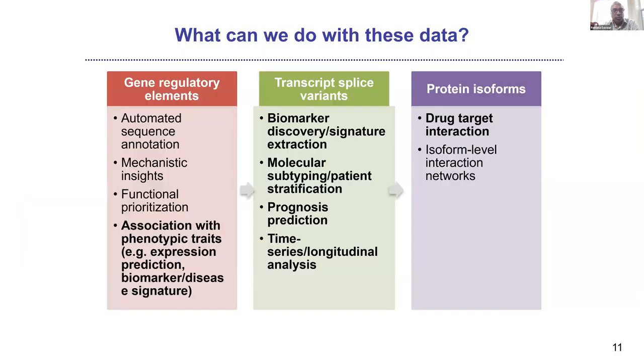So what we can do with all these data sets, we can obviously annotate these different regulatory elements, with automated sequence annotation. We can get mechanistic insights, and we can prioritize which sites could be affecting these functional elements like promoters and binding sites. Using the splice variant information, we can come up with better biomarkers or signatures of different cell types or different cancer subtypes that we use for molecular subtyping or patient stratification. We can come up with better prognostic predictions, and we can also do time series and longitudinal analysis.